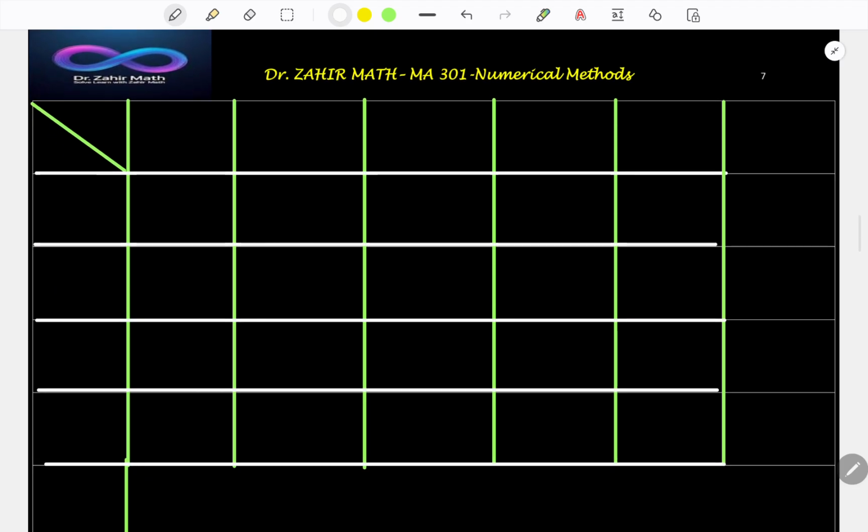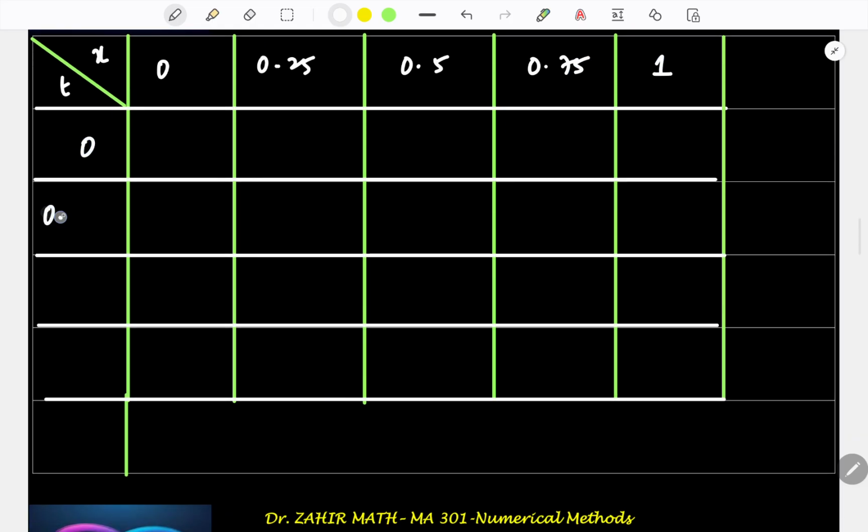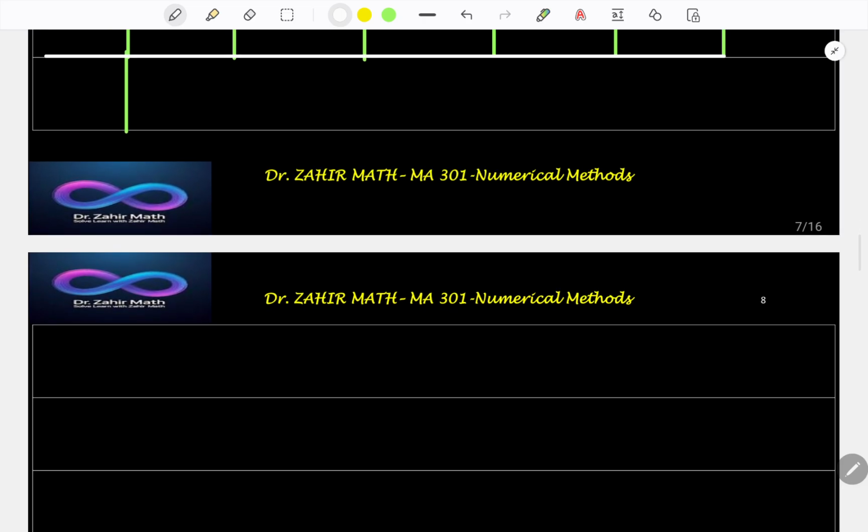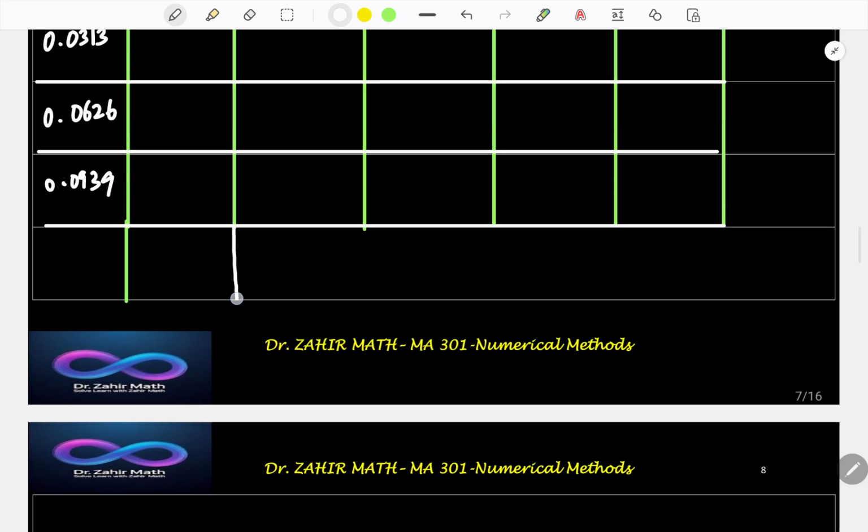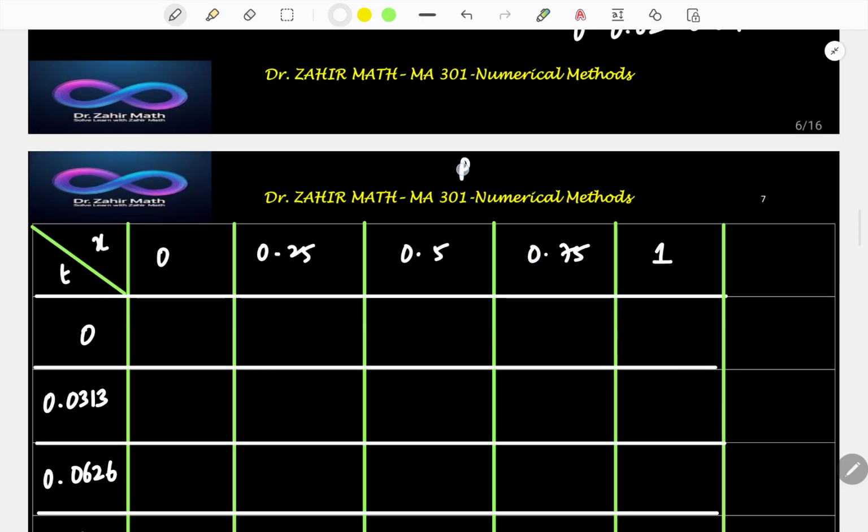Let's fill up all these things in the table. X value, t value: 0, 0.25, 0.5 and 0.75 and 1. And t value, which is 0, 0.0313, 0.0626, 0.0939. Okay, I said 4 values. Let me write one more value also. Okay, that will be better. The table looks nice and you will get more values. And then you will get 0.1252, right? Use your calculator in radian mode because we have sine pi x, keep in your mind.